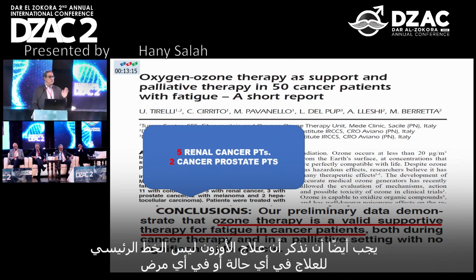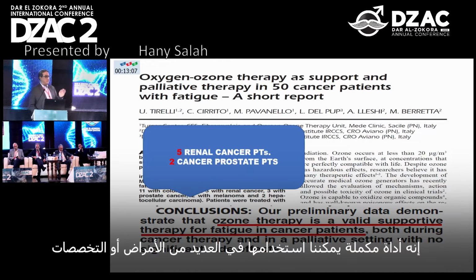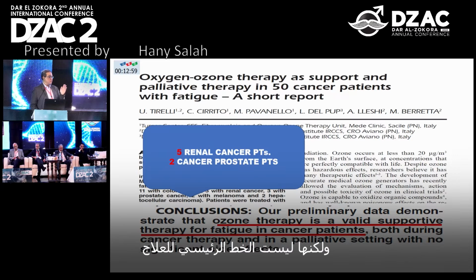We also must mention that ozone therapy is not the main line of treatment in any case or any disease. It is a complementary tool that we can use in many diseases or many specialties, but it's not the main line of treatment.